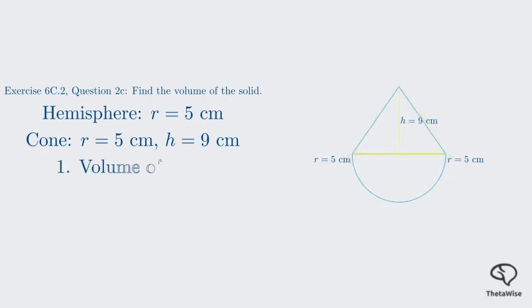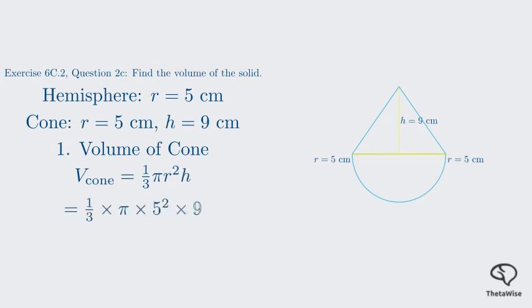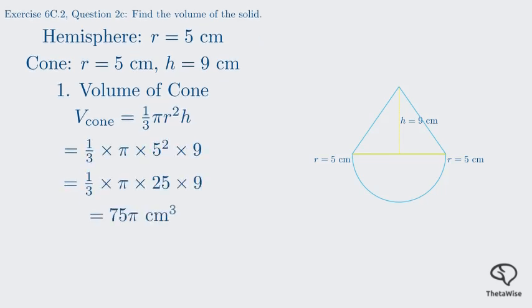First, let's calculate the volume of the conical section. The formula for the volume of a cone is 1/3 pi r squared h. Substituting the given values, we get 1/3 pi times 5 squared times 9. This simplifies to 1/3 pi times 25 times 9, which is 75 pi cubic centimeters.